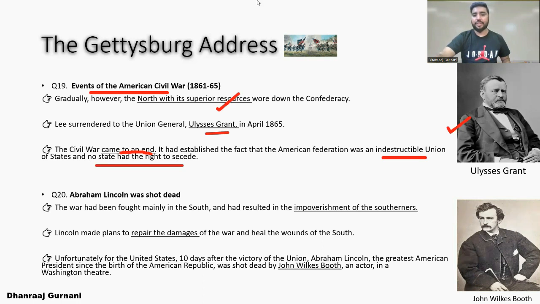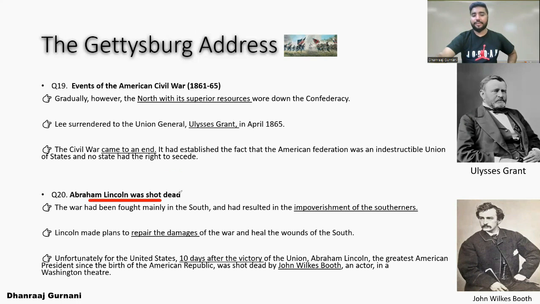Three points, revising. The North, with its superior resources, wore down the South, that is the Confederacy. Lee surrendered to the Union General Ulysses Grant, and the American Civil War comes to an end in 1865. And it was clear that no state had the right to secede. Just giving you a little information which you did on the previous page. In 1863, slavery was abolished by Abraham Lincoln, and he gave the Gettysburg Address.